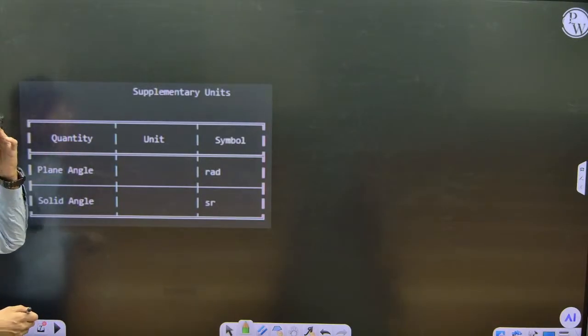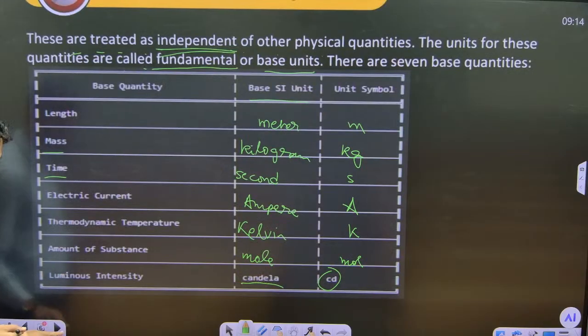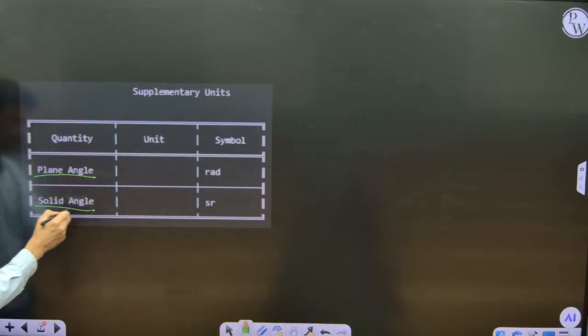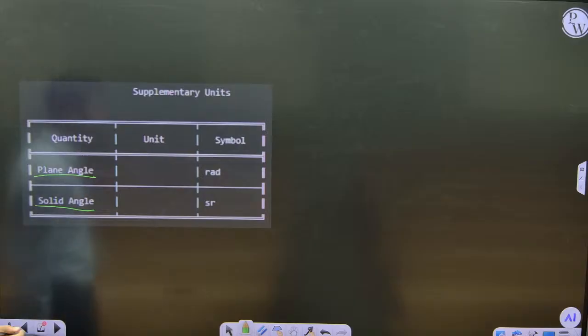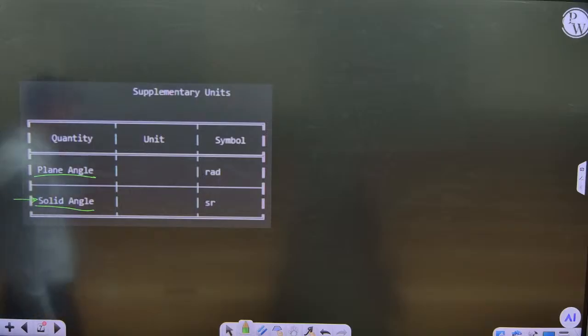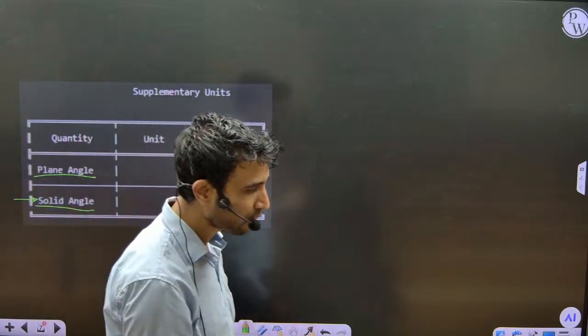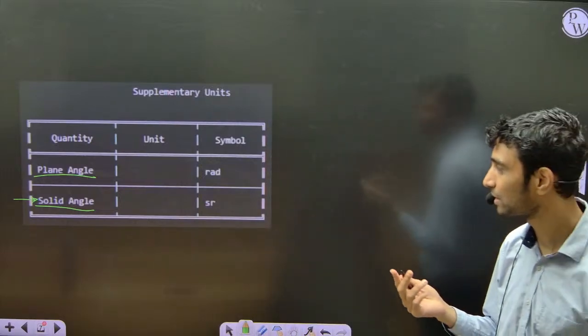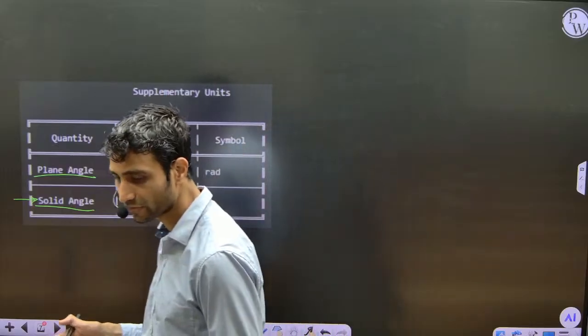Okay, then along with these base units, we have some supplementary units also. There are 2 supplementary units: one is plane angle and the other is solid angle. There is a stark difference between plane angle and solid angle, but we'll not be exploring solid angle in detail as of now. We'll be studying this in 12th class. I'll just give you a formula in a very special case, but if you really want to understand solid angle, that will be covered in the 12th class.